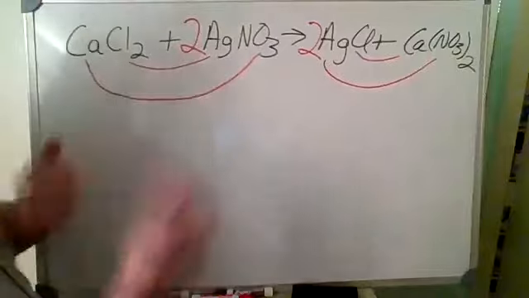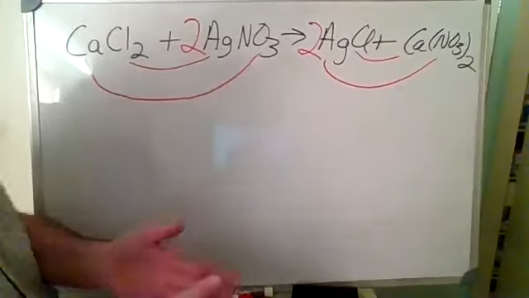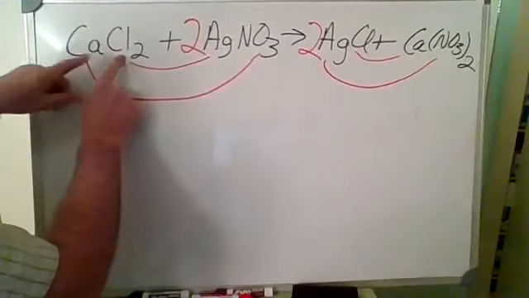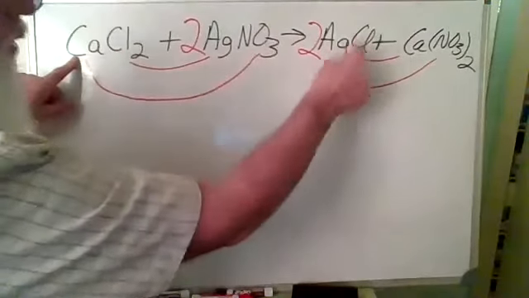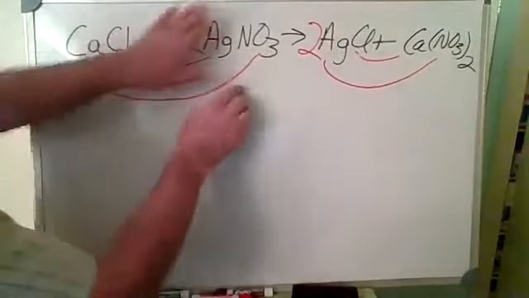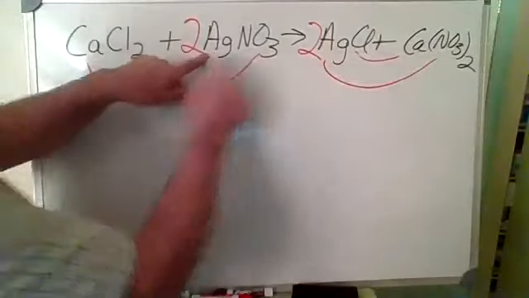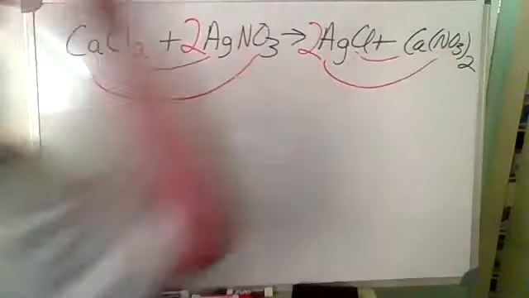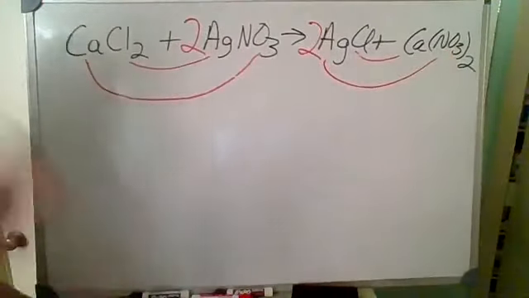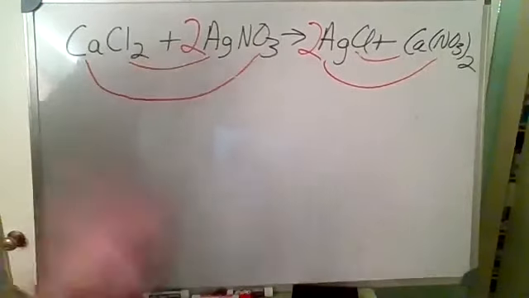Or we can look at it in a reverse manner from the anion point of view. The chlorine is with the calcium over here. Over here, the chlorine is with the silver. Over here, the nitrate is with the silver. Over here, the nitrate is with the calcium. Both the cation and the anion have traded partners.